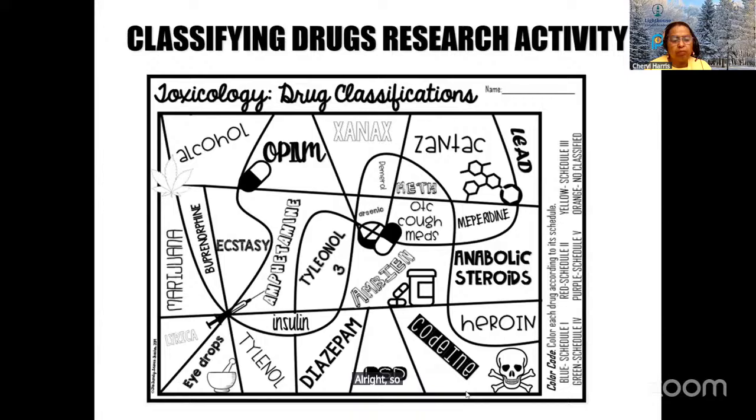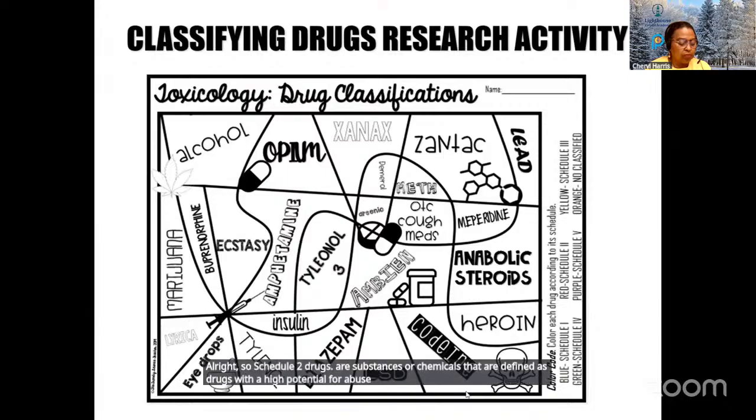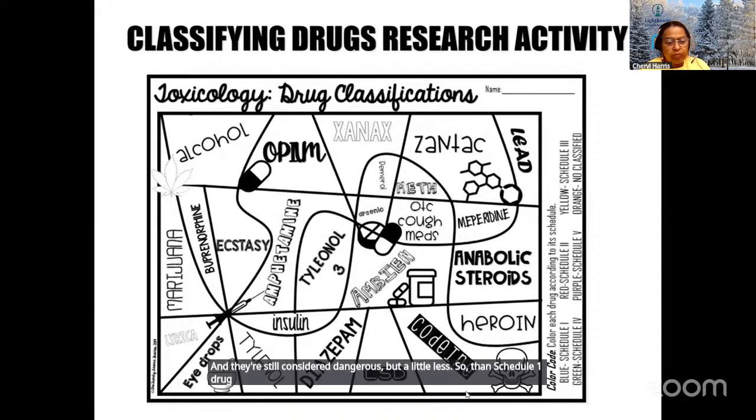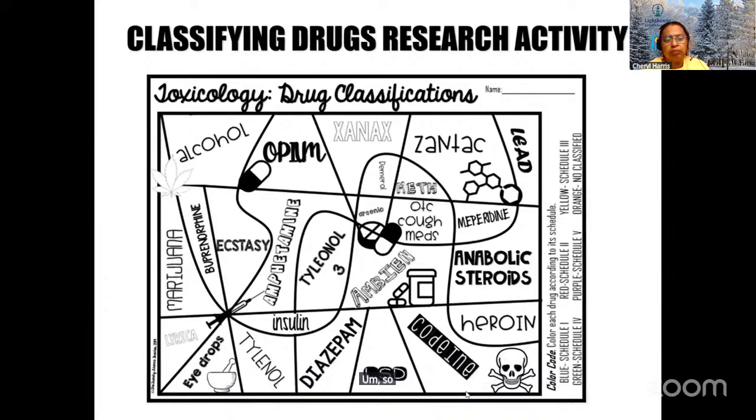All right, so Schedule 2 drugs are substances or chemicals that are defined as drugs with a high potential for abuse. The use of it could potentially lead to severe psychological and physical dependence like that of Schedule 1 drugs. They're still considered dangerous, but a little less so than Schedule 1 drugs. So this might be your prescription pain medicines, like methadone or oxycodone or fentanyl. Adderall also falls in this category. So those are your Schedule 2 drugs.